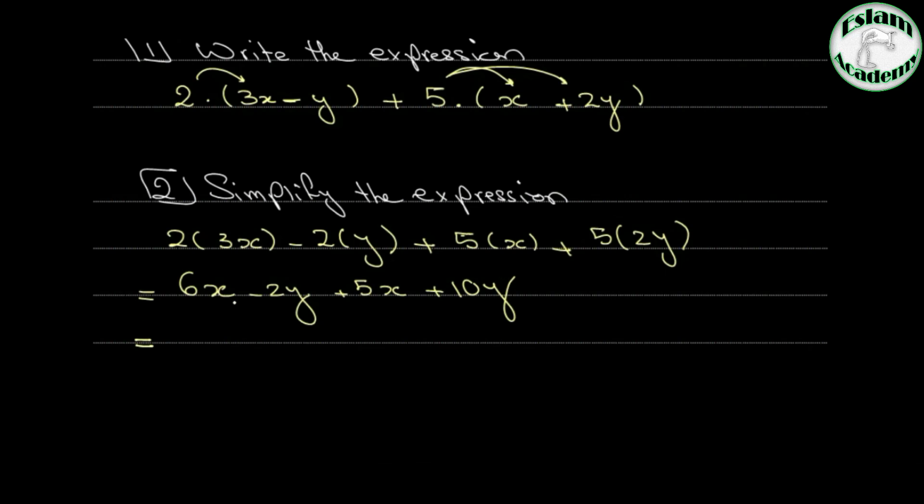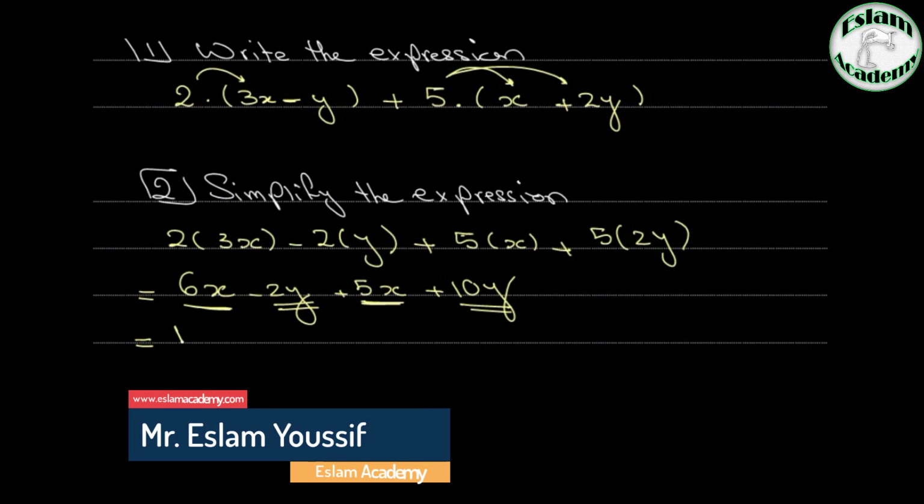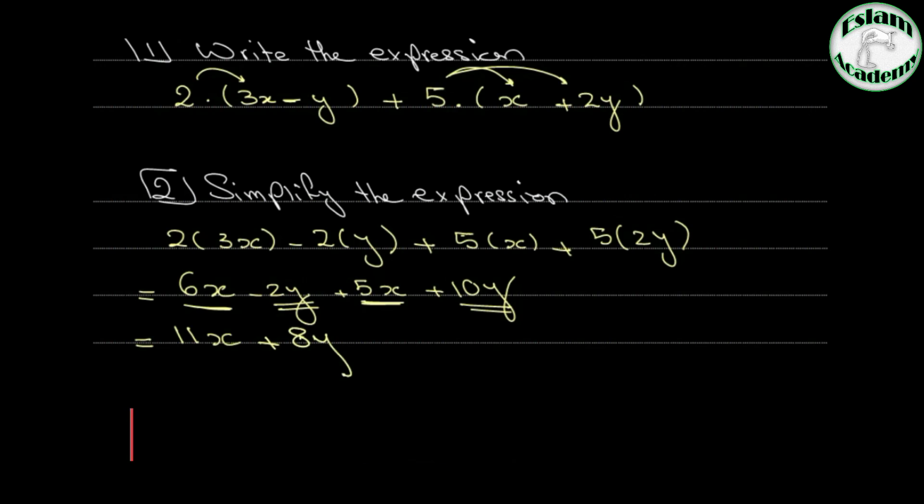By simplifying the expression, we have the like terms 6x and 5x, and negative 2y and positive 10y. So 6x and 5x equal 11x, and negative 2y and positive 10y equal positive 8y. So the simplest form of the expression will be 11x plus 8y.